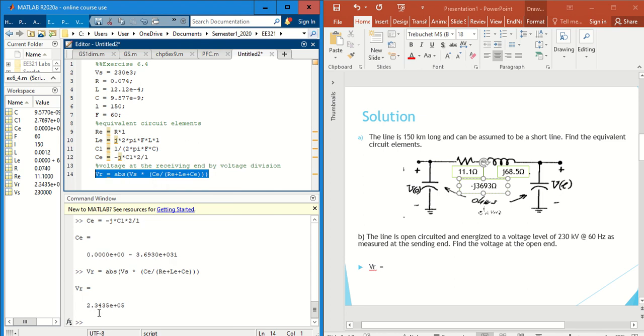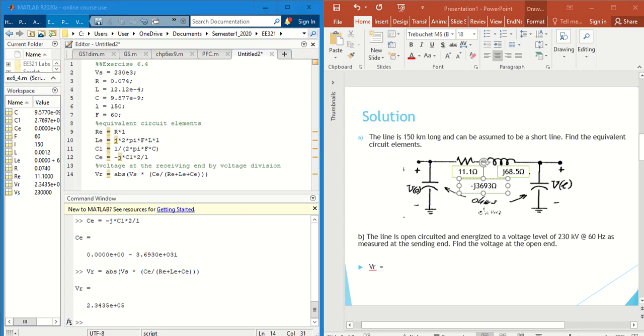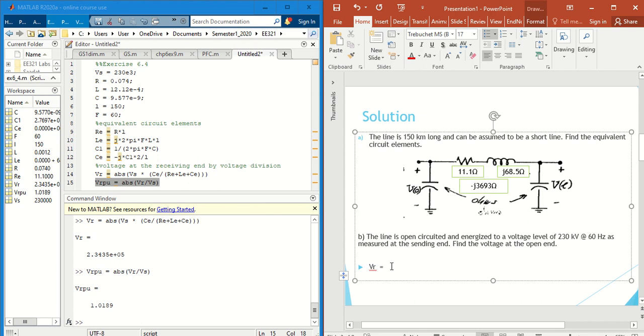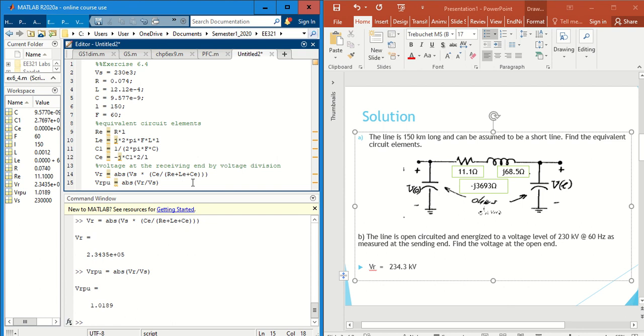So it is 234 kilovolts. Okay, now if you want to change this in per unit, VR per unit is equal to the absolute of VR, which we have found out, divided by Vs, which we are using as our base. So VR per unit is equal to 1.0189. So we can say that VR is equal to 234.3 kilovolts. Okay, that solves exercise 6.4.